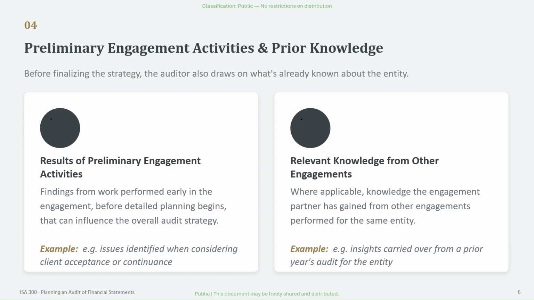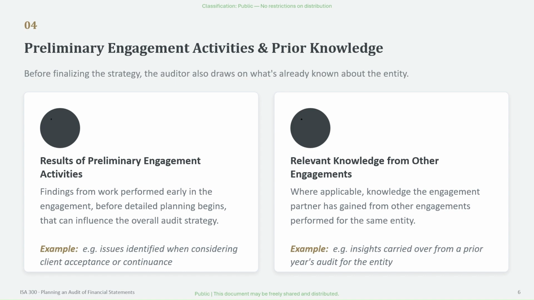Step four is considering the results of preliminary engagement activities and, where applicable, the knowledge gained on other engagements performed by the engagement partner for the entity that is relevant. In practice, this has two parts. First, the results of preliminary engagement activities. The findings from the work the auditor does right at the start of the engagement before detailed planning begins, which can shape the overall strategy. For example, issues that come up when considering client acceptance or continuance.